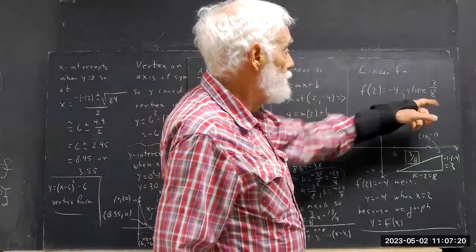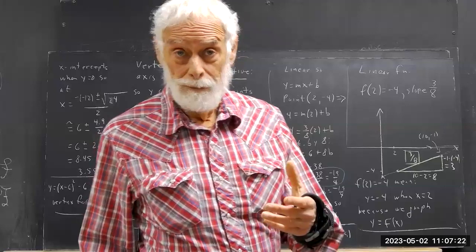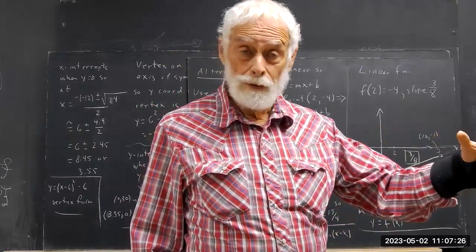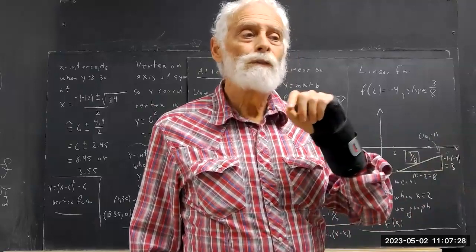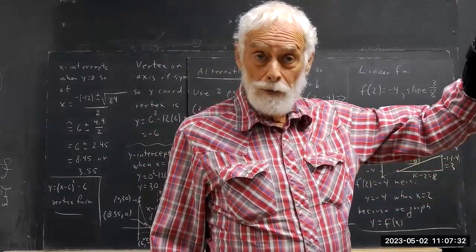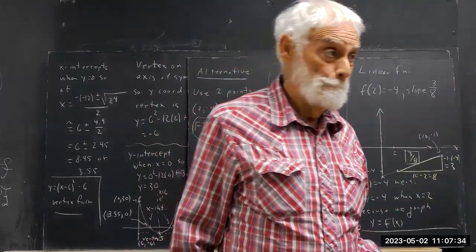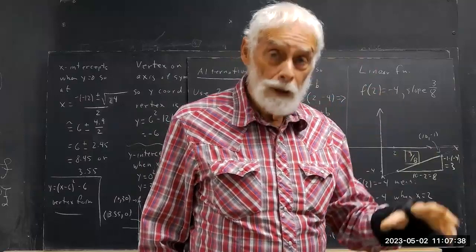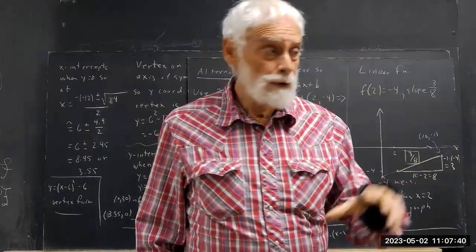The slope is 3/8. What does that mean? It means between any 2 points on the graph, well, for any point on the graph, we can run 8 units and rise 3 units, and we get another one. Again, a concept, an idea, a picture that you should lock in.